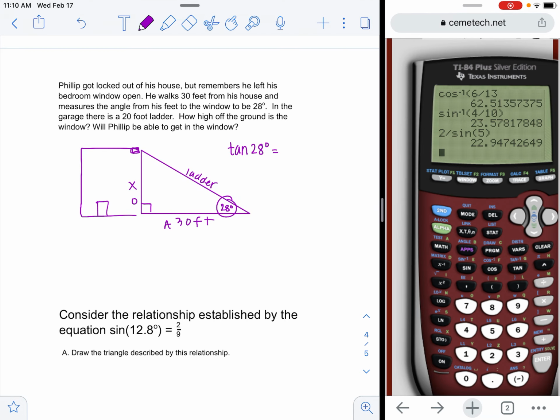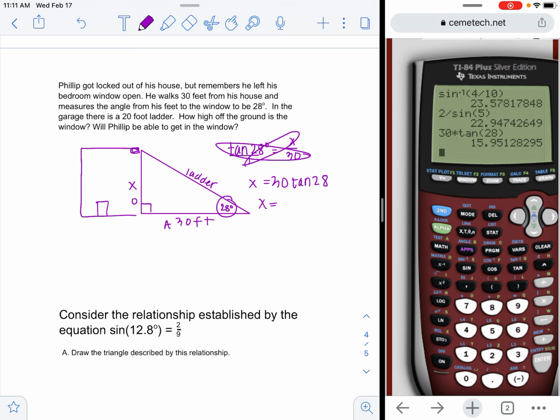Here's my angle. This is opposite. This is adjacent. So we're using tangent. Tangent of 28, because that's my angle, equals opposite, which is X, over adjacent, which is 30. I'm solving for a side, so I'm going to put this over 1. Cross multiply. X equals 30 times tangent of 28.